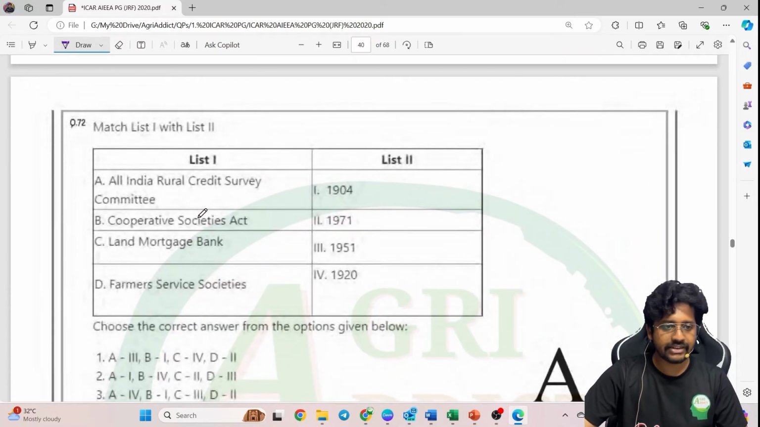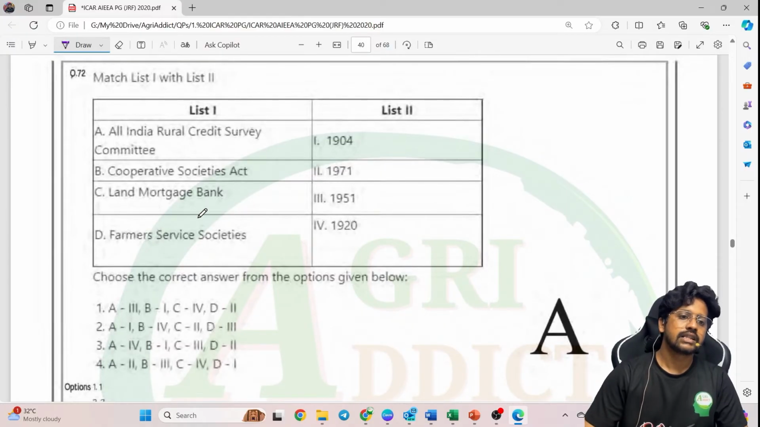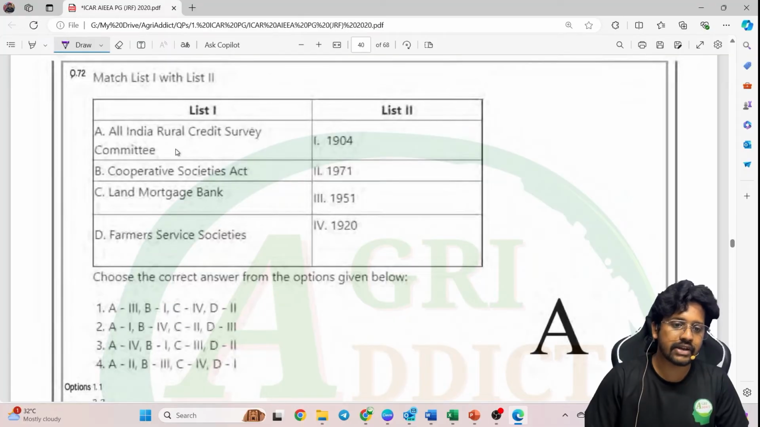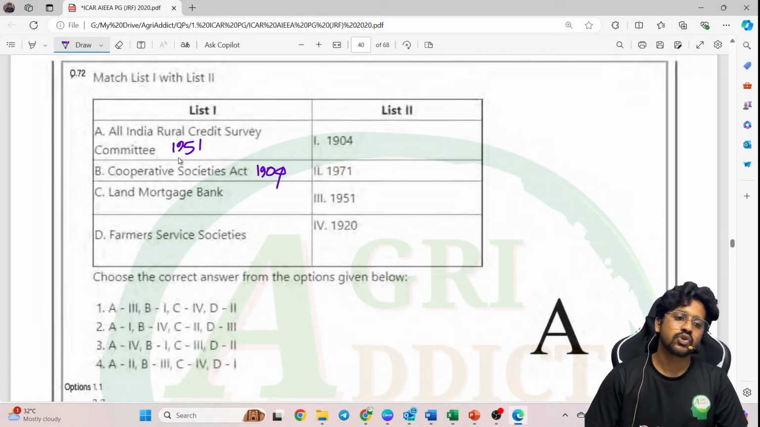Okay, question number 72. We have to match the list 1 with the years corresponding. The first one is All India Rural Credit Survey Committee, which can be connected directly to 1951. The second one is Cooperative Societies Act. The first Cooperative Credit Societies Act was established in 1904. So B can be connected with 1, A can be connected with 3.